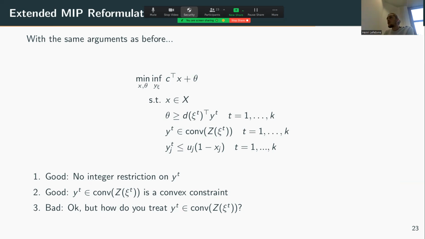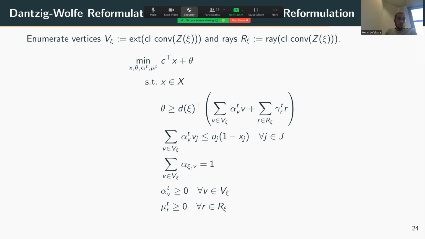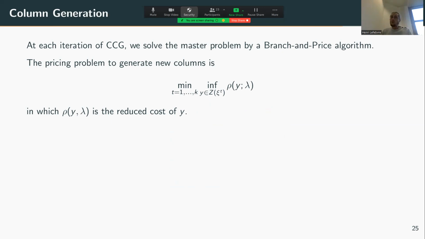And we do this by column generation, and in particular, we consider the Dantzig-Wolfe reformulation of the convex hull of Z_ξ, and we express it as the set of all convex combinations of extreme points and non-negative sums of extreme rays. Okay, so you get this model, which has exponentially many variables. So what we do is column generation, where we generate new columns on the fly. So at each iteration of CCG, this means that we solve the master problem by a branch and price algorithm instead of the standard branch and cut algorithm.